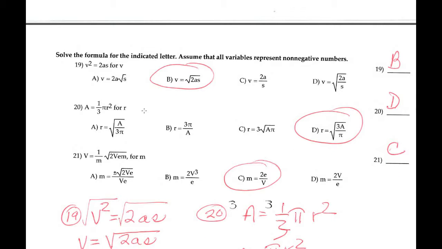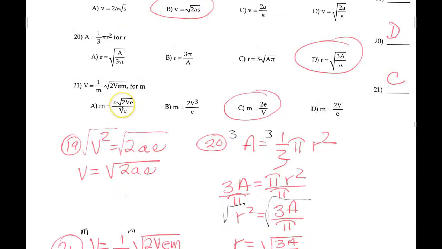Okay, our last few examples, again, these were a little challenging. In number 19, solve for v. So I'm going to take the square root of both sides, actually, and that's what happens here. That was really an easy one.